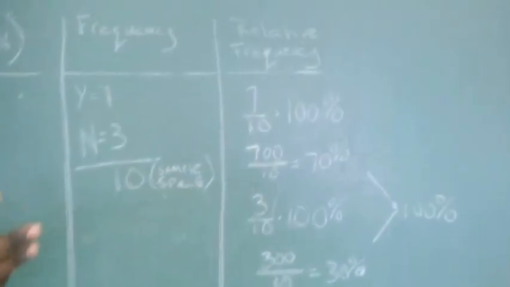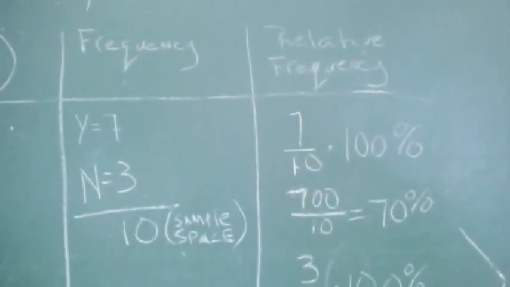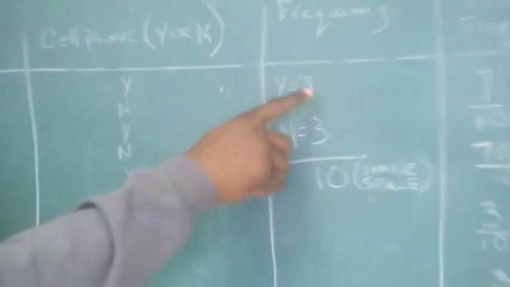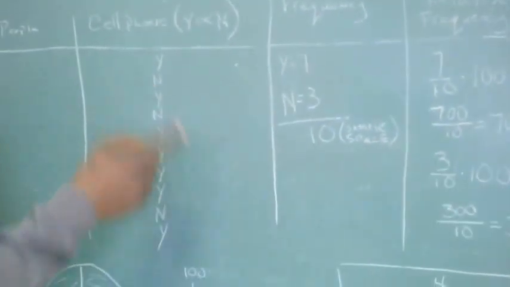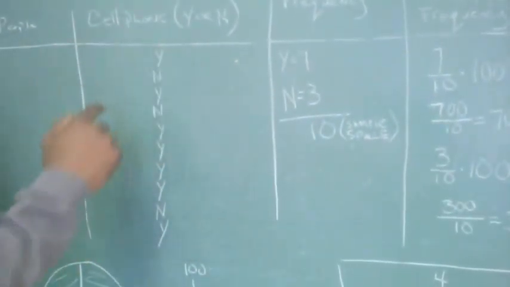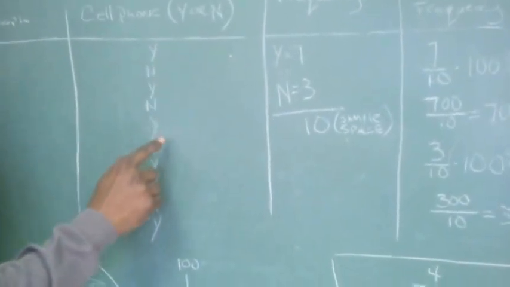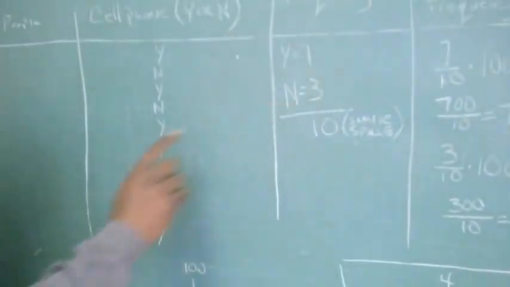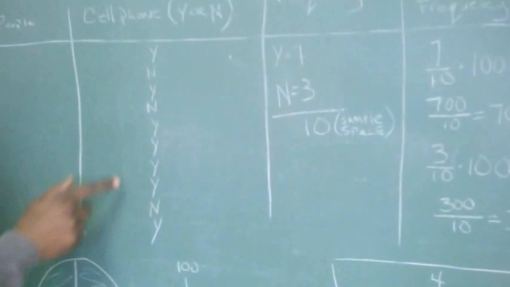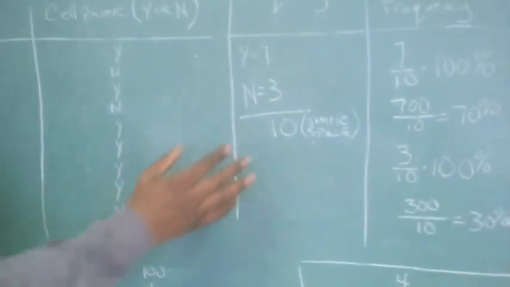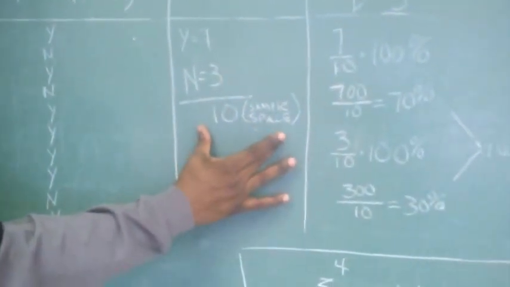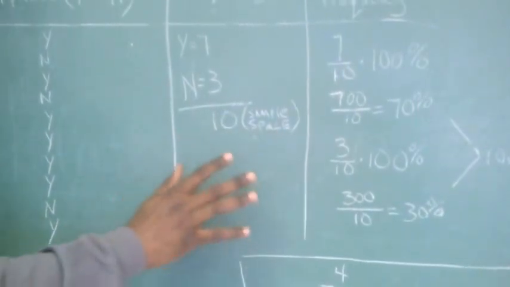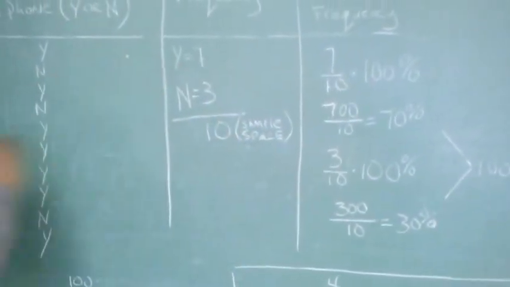Once we figure out how many people we spoke to, we're looking at the frequency of the answer to the question. Yes happens to be the highest frequency in this case, because 7 people out of the 10 answered yes that they own a cell phone. 7 people answered yes, and out of the other 3 people left, 3 answered no. So 3 and 7 equals our sample space, which is 10. So now we know that we're working with a number of 10.